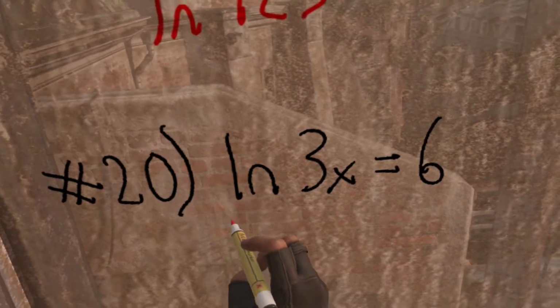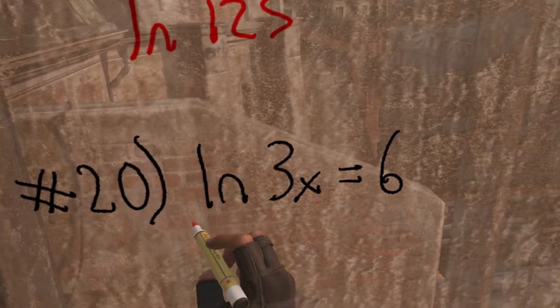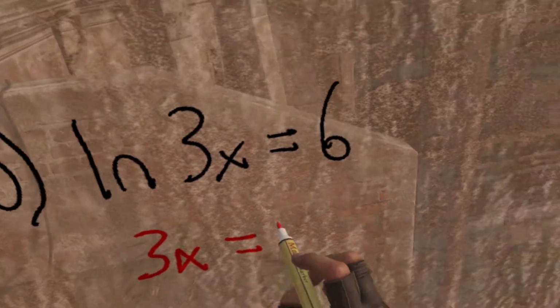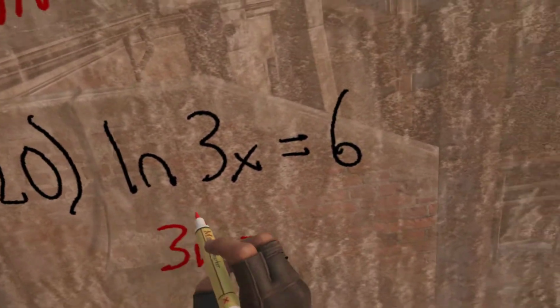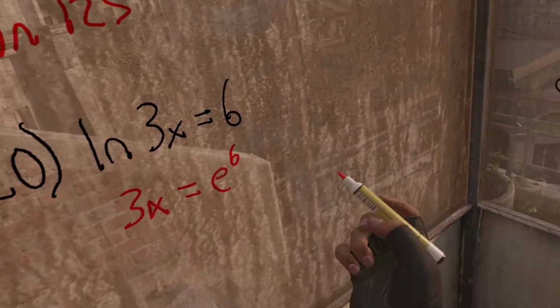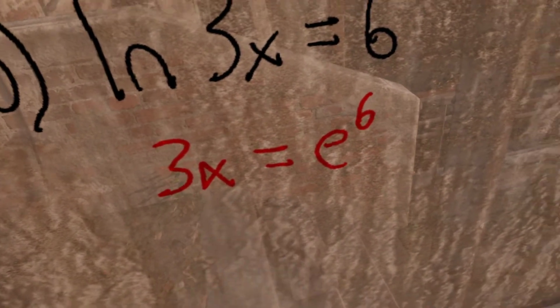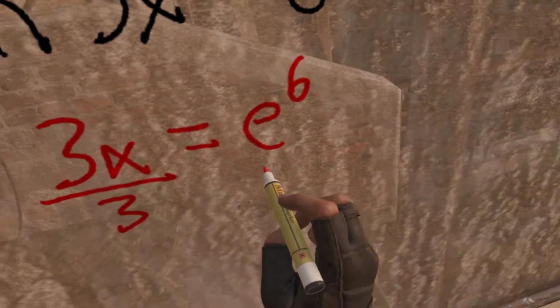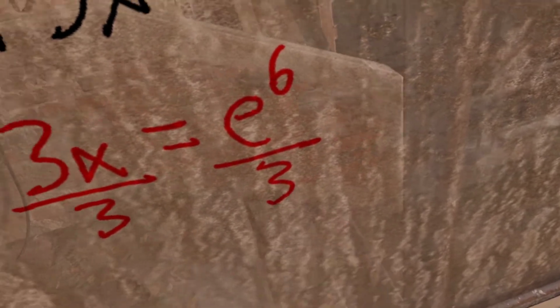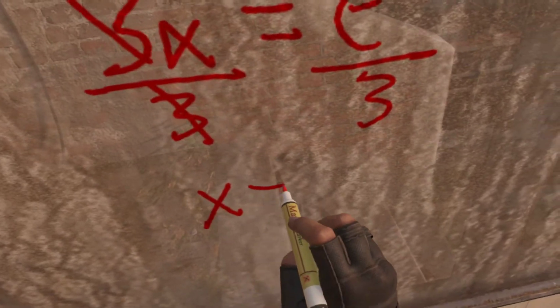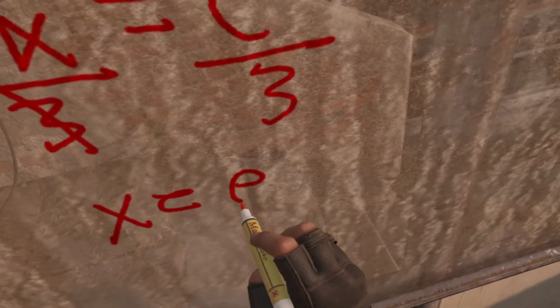So if I take the e of this side, e and natural log are going to cancel each other out, and we're going to have just 3x. But I have to take the e of the other side as well. I can't take the e of this side and not take the e of the other side. So I'm going to take e of this side, which would be e to the 6. Now I can solve it. I want to isolate x though, so to isolate the x all by itself, I'm going to divide by 3. That means on the other side, I must divide by 3. So my 3's are going to cancel out, and x is going to be equal to e to the 6th power over 3.